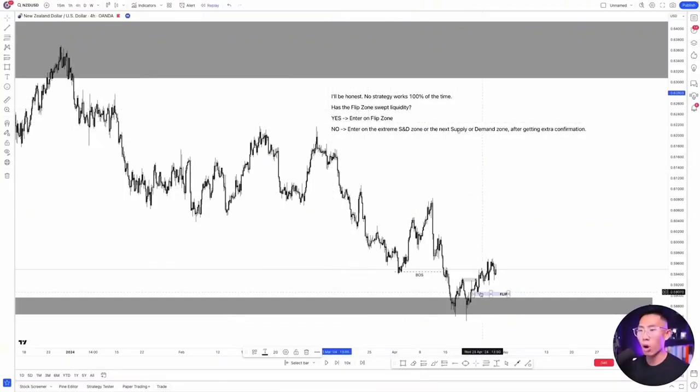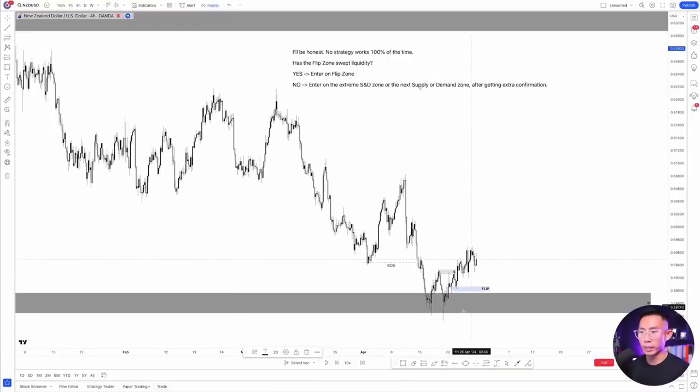If yes, enter on the flip zone. If no, wait for a liquidity sweep to happen first and enter on either the extreme supply and demand zone or the next supply and demand zone after getting extra confirmation. This is what I mean.